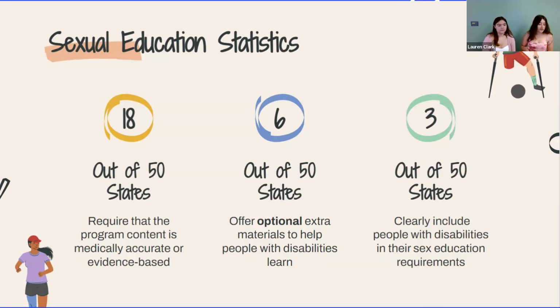Additionally, only 6 out of the 50 states offer optional extra materials to help people with disabilities learn. This can be extra resources, a presentation in plain language, and things like that. And then only 3 out of the 50 states clearly include people with disabilities within their sex education requirements. So that can be whether in examples or just expressing that people with disabilities also have healthy human desires and sexuality.